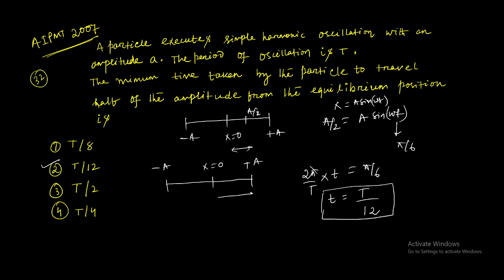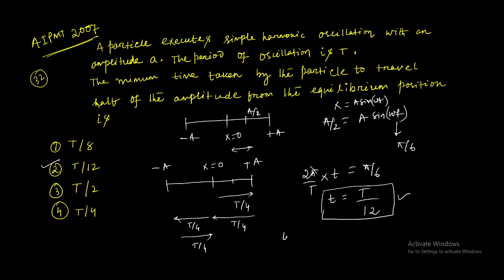So here to here it will take T by 4 time from mean to extreme. Again from here to here it will take T by 4. From here to here it will take T by 4. Again T by 4. And half you got now, T to T by 12.